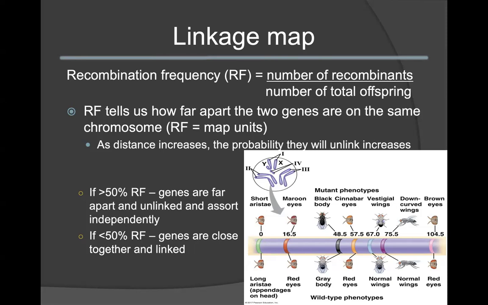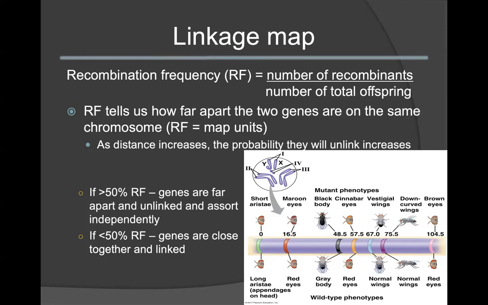The diagram below gives you an idea of the different genes and how they are linked together. This is a typical chromosome map. We can see that if we are looking at two traits, such as short aristae, which is short antennae, versus long antennae, and we also look at the trait for maroon versus red eyes, we would see that these two traits are located very close together on the same chromosome. In fact, they are only 16.5 map units apart. This indicates that these genes would not be assorting themselves independently, and you would in fact, in this type of cross, get more parentals than recombinants.